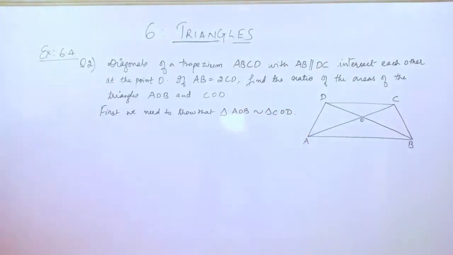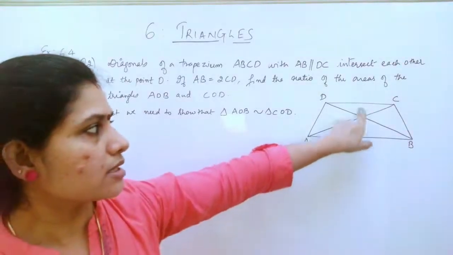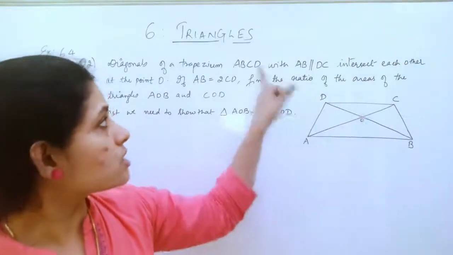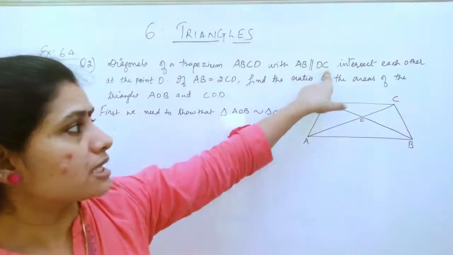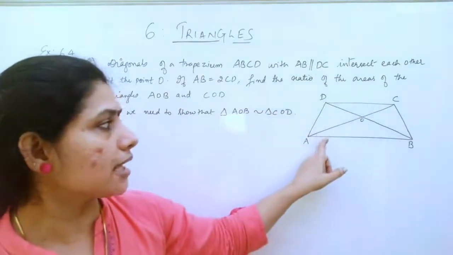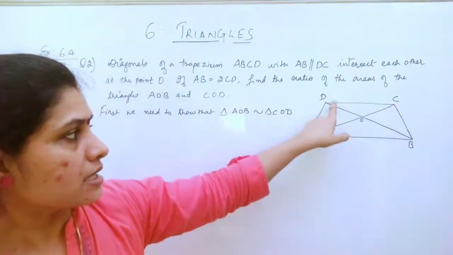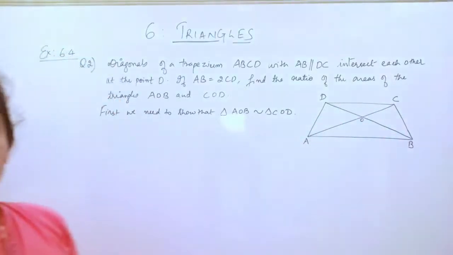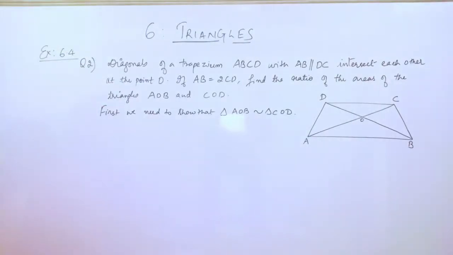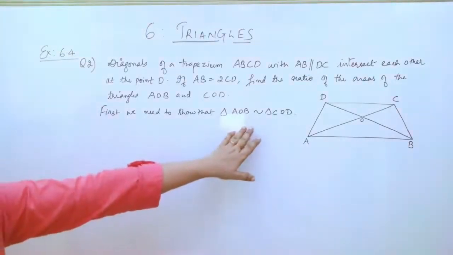So for that, what all concepts can you use? Either you can use vertically opposite angles, or, since AB is parallel to DC is given, you can use your alternate interior angles concept also. That means this angle will be equal to this one and this angle will be equal to this one. That means you will get two corresponding angles to be equal. Hence by AA similarity you can say that the two triangles are similar.